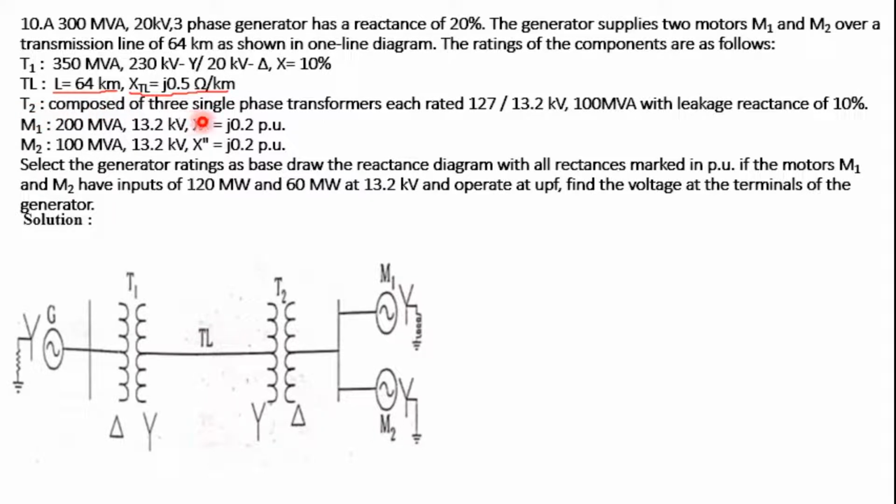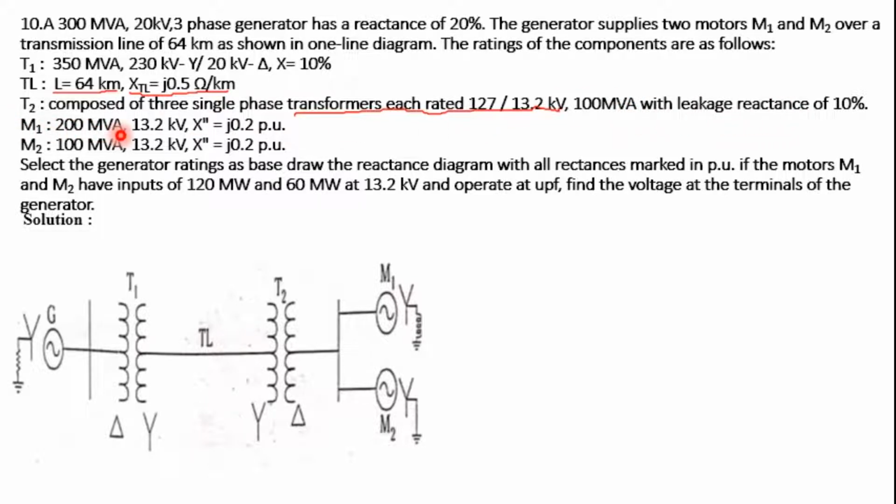T2 is composed of three single-phase transformers, each rated 127 kV/13.2 kV. Already we saw how we need to consider three single-phase transformers as one three-phase transformer. Each has a rating of 100 MVA, so we multiply the star side voltage by root 3, and for the power we multiply by 3. Each is 100 MVA with a leakage reactance of 10%.